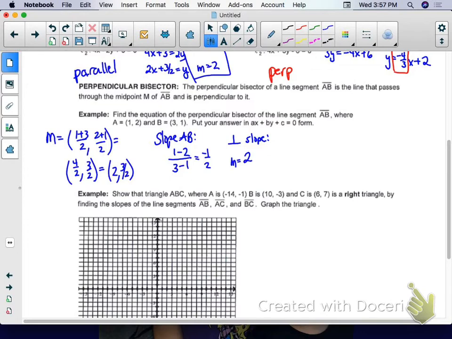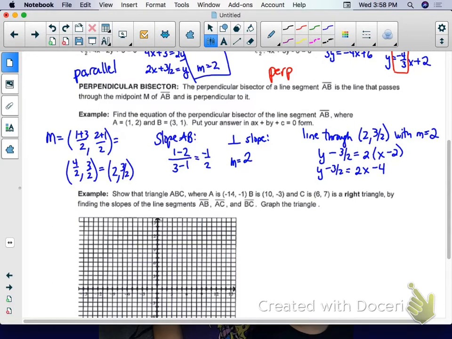So now I want to find a line through (2, 3/2) with a slope of 2. Okay, well that would be pretty easy to do with my point slope form. So it's going to be y minus 3/2 is equal to 2(x minus 2). The first 2 is my slope, the second 2 is the 2 from my point. Make sure you don't get them backwards there. That's going to be y minus 3/2 is equal to 2x minus 4.